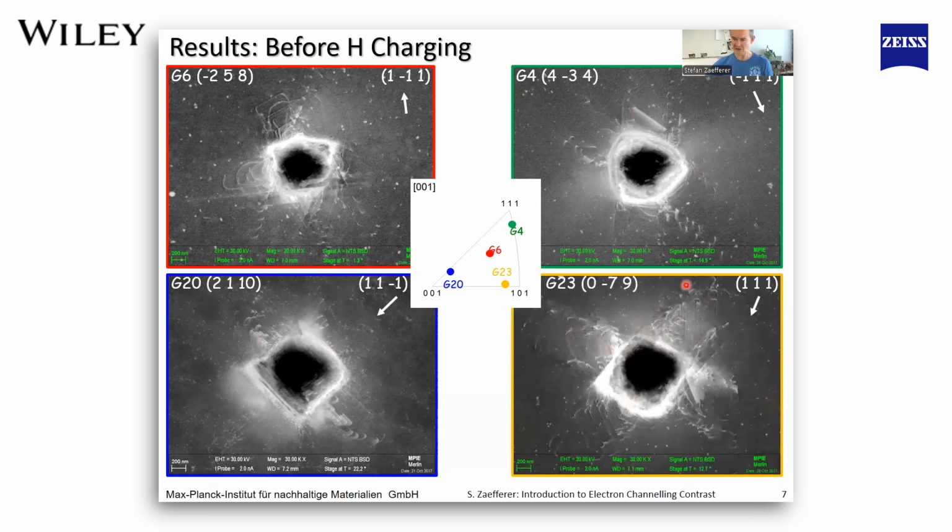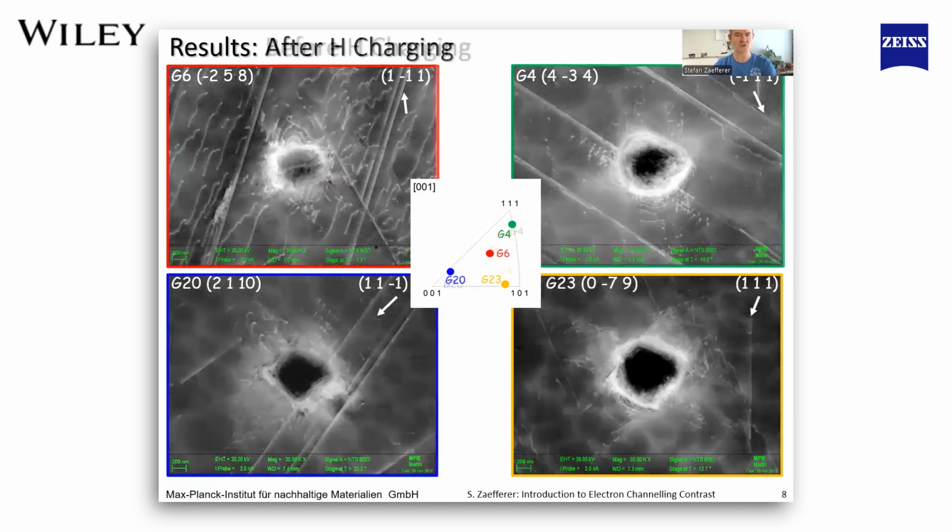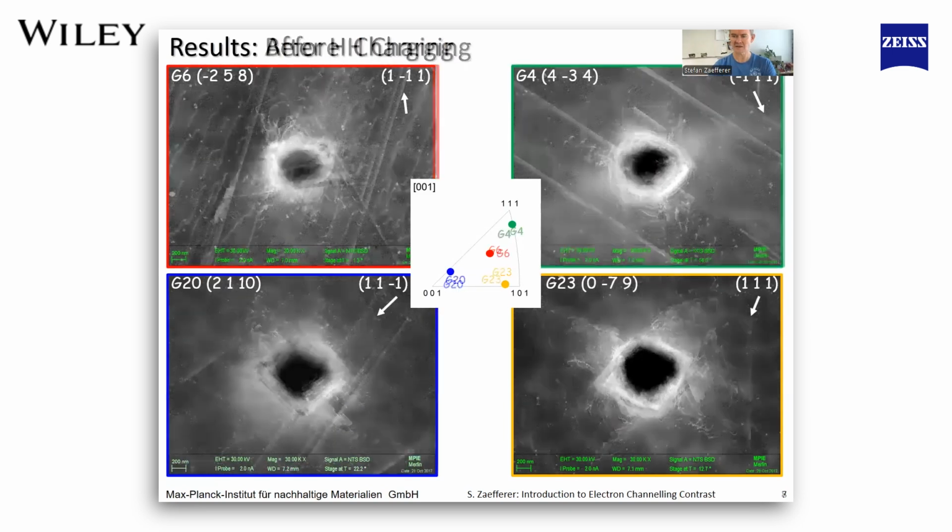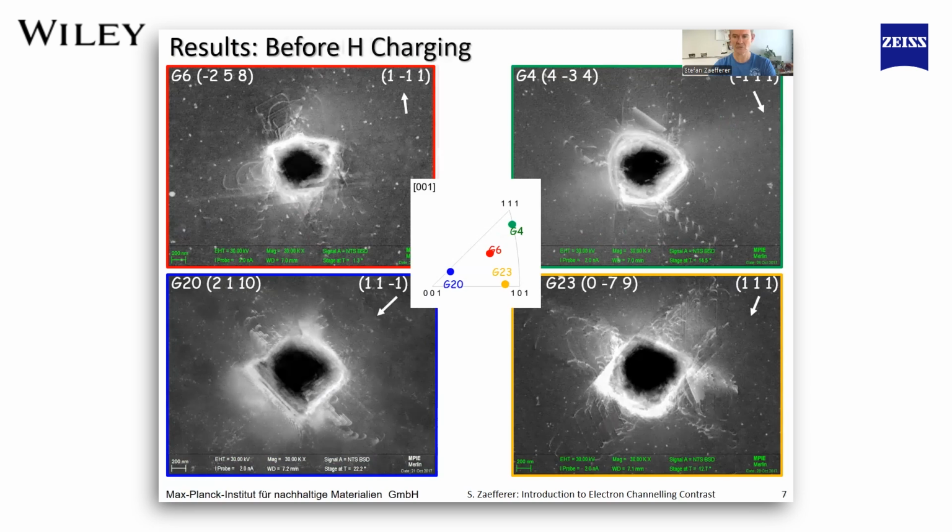And again, for each of these situations, you see the dislocations which are created. You can study their curvature, their density, their number of sources, and all of that information. Also, how much they are split up due to a low stacking fault energy. And then we charge the sample with hydrogen, or rather remove these indents, charge with hydrogen, and indent again. And this is the result here. And I go just back and forth between the two situations: without hydrogen, with hydrogen, without, with.